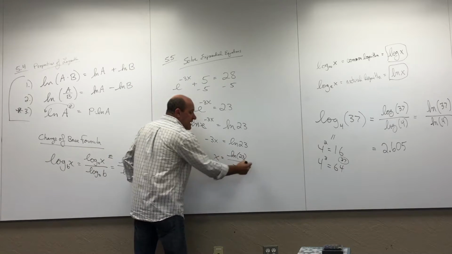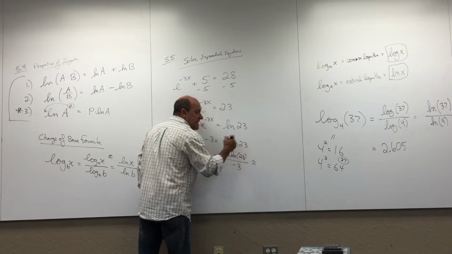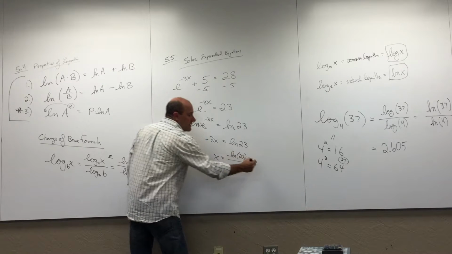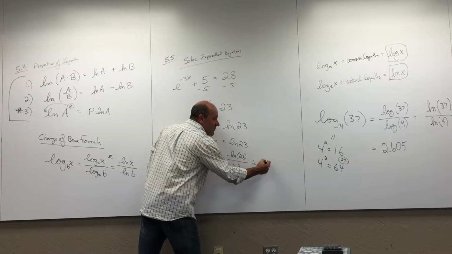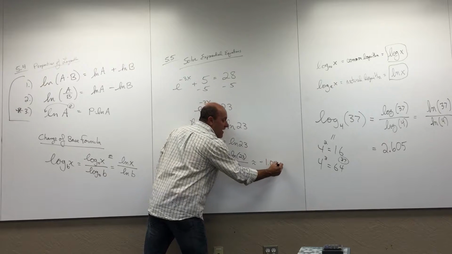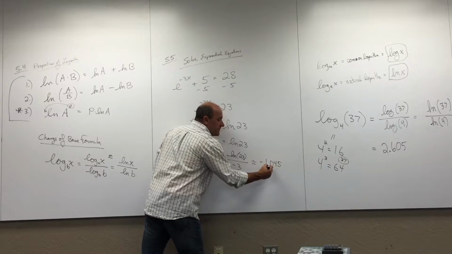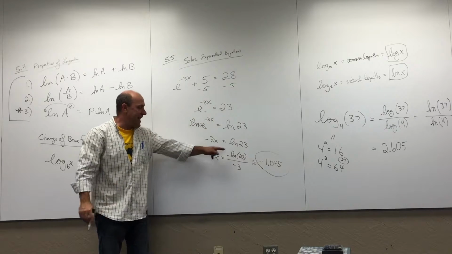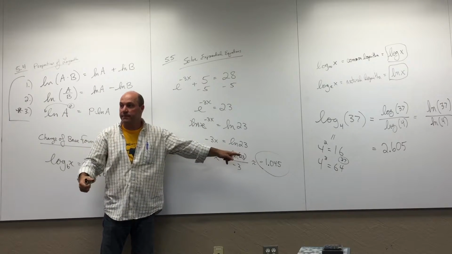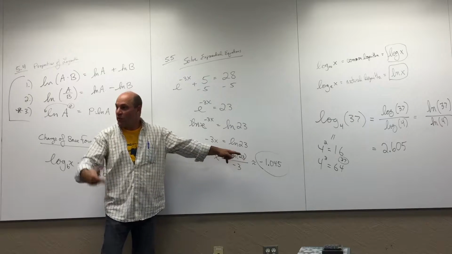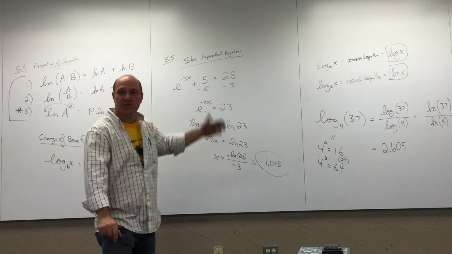So there's my exact answer, and what's it approximately equal to? Negative 1.045, if you go to 3 decimals. Thank you very much. You did the natural log of that number, and after you got that, you divided by negative 3. So cool. Hey, you can solve exponential equations.